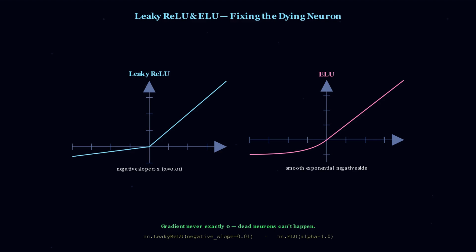ELU, exponential linear unit. For negative inputs, it uses an exponential curve that smoothly approaches minus alpha instead of cutting off at 0. Outputs are closer to 0 mean, which helps gradient flow. ELU is slightly more expensive to compute than Leaky ReLU because of the exponential. In practice, Leaky ReLU is the more common fix. Use ELU when you want smoother negative side behavior. PyTorch, nn.LeakyReLU with the negative slope argument. nn.ELU with the alpha argument.